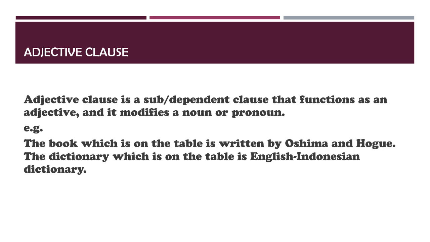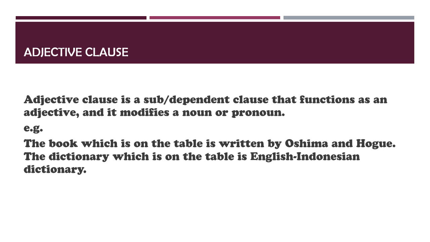The second example, the dictionary which is on the table is English Indonesian Dictionary. Which is on the table is an adjective clause modifying the dictionary. What dictionary is it? It is the one which is on the table. So, which is on the table describes more about the dictionary.